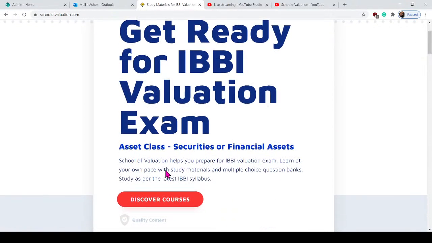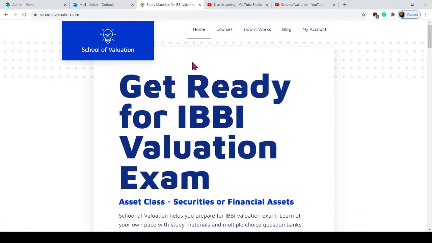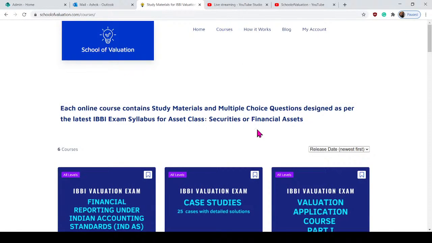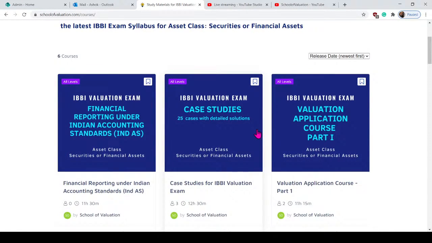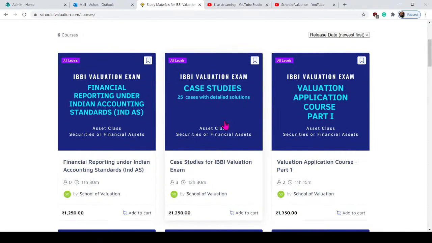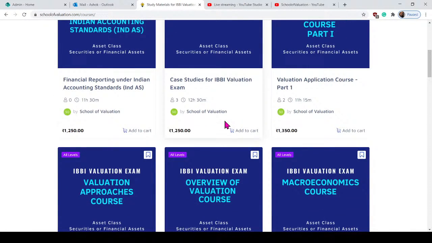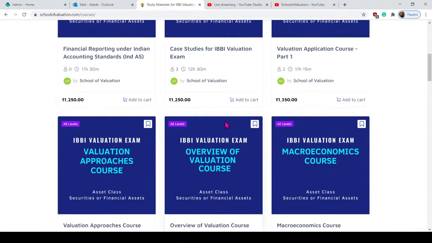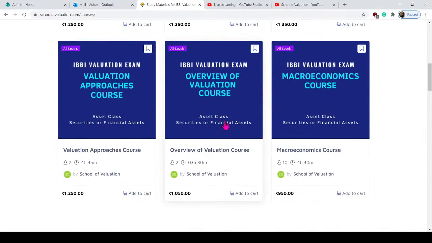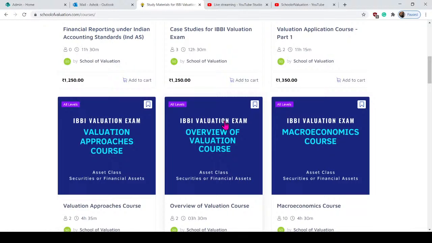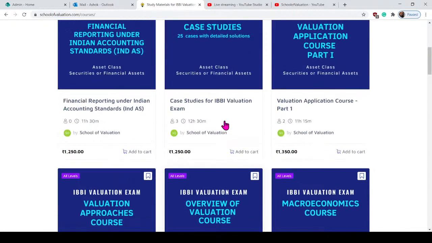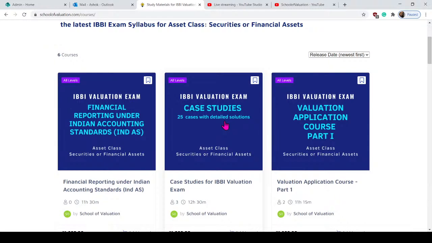You come to the site and you can discover courses. You can see all these: financial reporting standards, case studies, valuation application part 1, valuation approaches, overview of valuation, macroeconomics. So very extensive courses. Don't think that it is just a few MCQs. Literally, the preparation is quite serious.